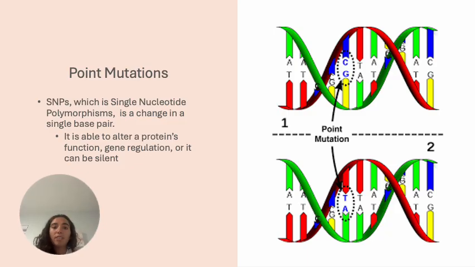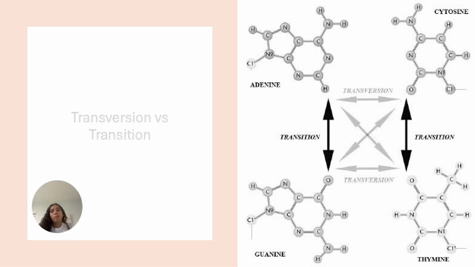We usually classify point mutations in two different ways. First, by the type of base substitution it is, whether it's a switch between similar bases or completely different ones. And second, by the effect on the protein, for example, whether it changes the amino acid sequence or stops protein production early.